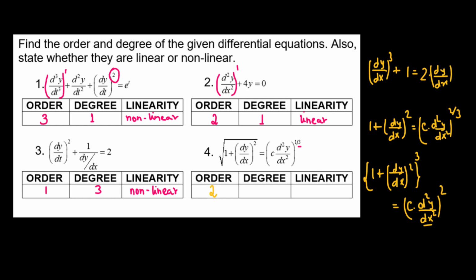Now coming to the degree, we'll have to look at the degree of the highest order derivative. So we look at the term on the right hand side, so we have a highest power of 2, so the degree is going to be equal to 2. And finally, coming to the linearity, it's going to be a non-linear differential equation because we have lots of squared and cubic terms present, so that makes it a non-linear differential equation.